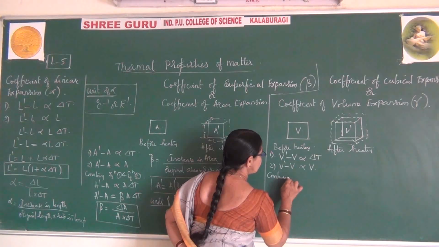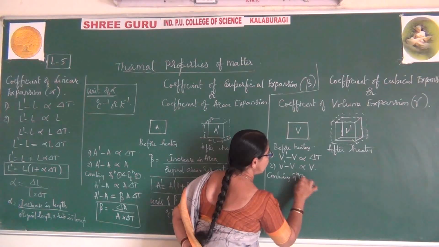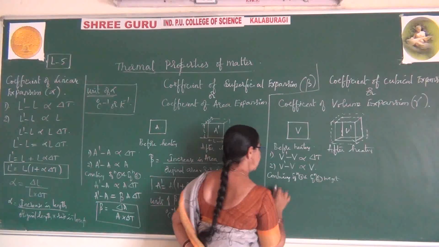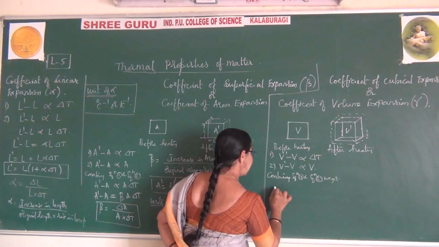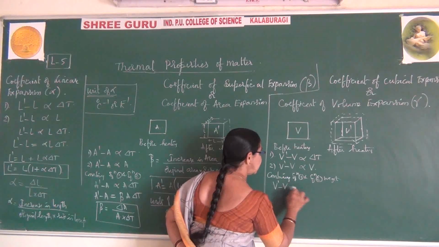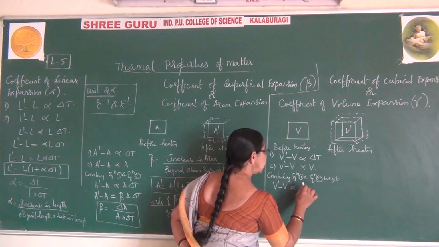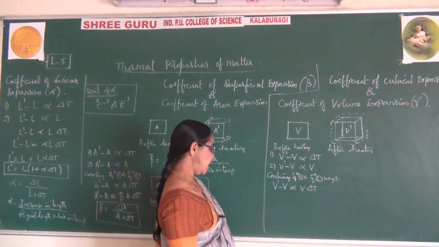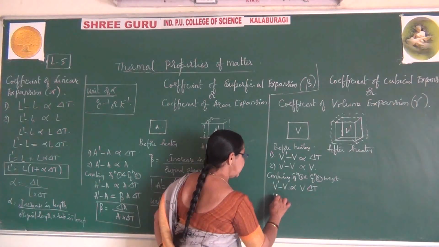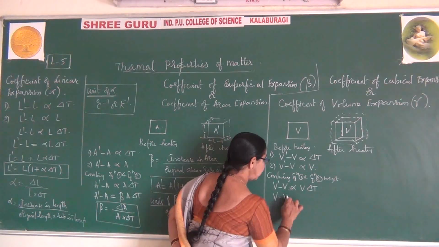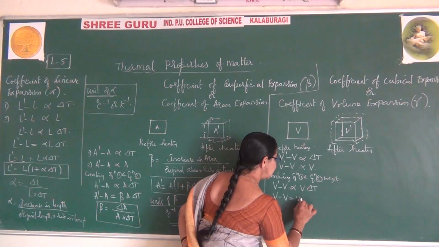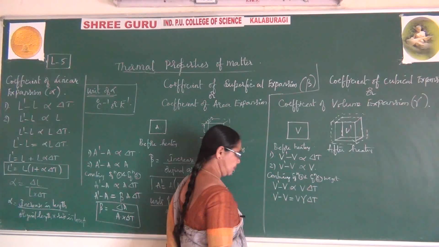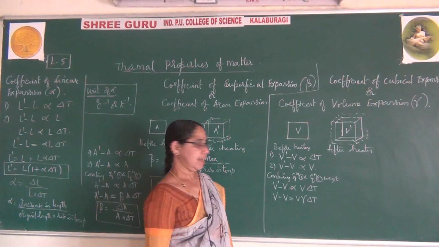Combining equation 1 and equation 2, we get V dash minus V is proportional to V delta T. This is what we write. Now if I remove the proportionality, we get V dash minus V is equal to V gamma delta T, where the proportionality is represented by gamma.